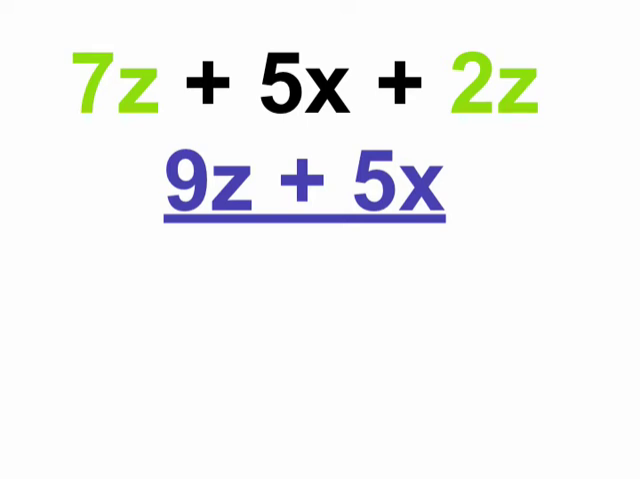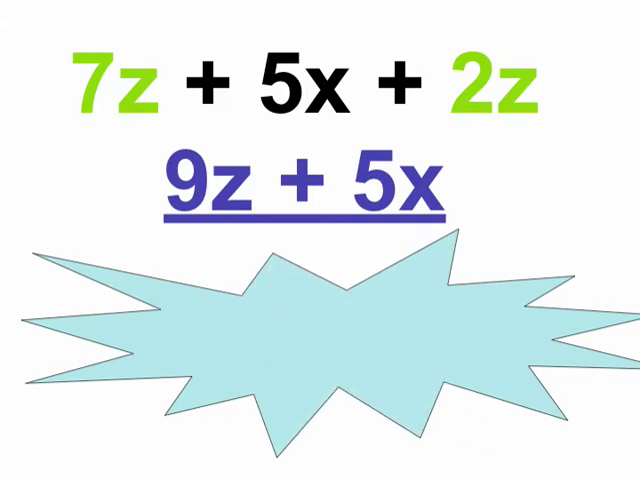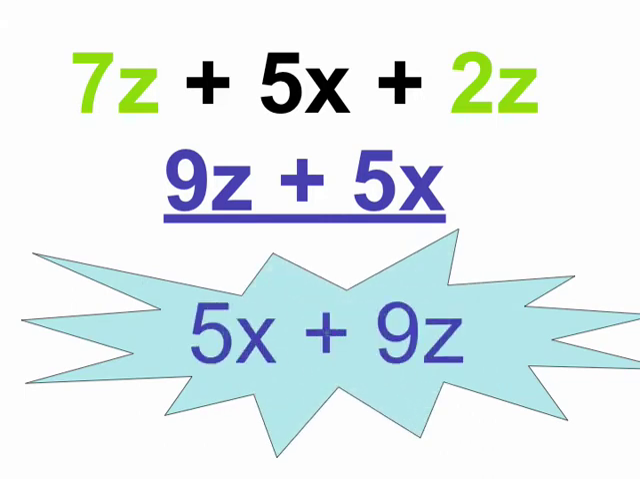Now, when I write my final answer in the star, the 5x is in first. The reason for this is when I write a math expression in simplified and final form, the term or variable closest to the beginning of the alphabet needs to come first. It needs to be alphabetized. That's why I had to flip-flop those around.